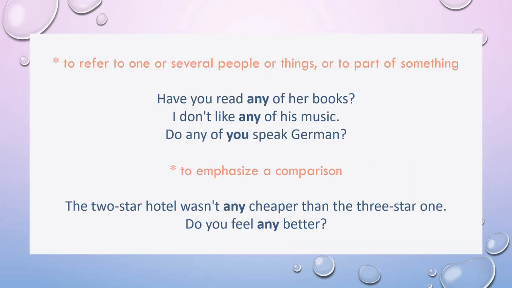The next usage is when we want to refer to one of several people or things, or to part of something. For example, have you read any of her books? I don't like any of her music. Do any of you speak German? That's, again, several people or things.